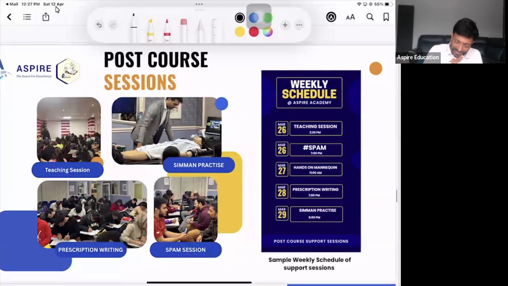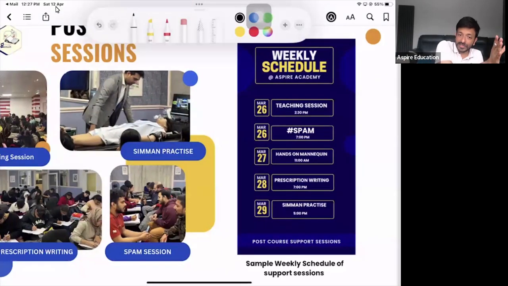So in the post-course support session, what happens is classes are going on separately. But if you feel like, oh, my exam is next week, I can do something else. So what you can do is there are teaching sessions for mannequins that happen separately as well, in a group.